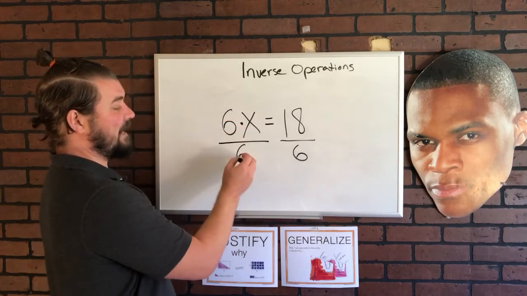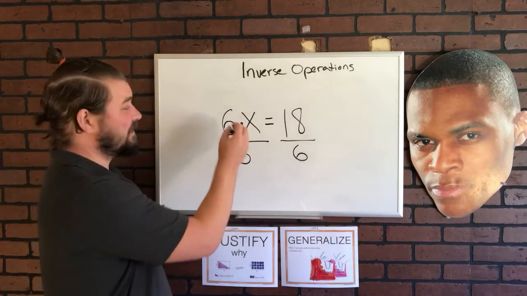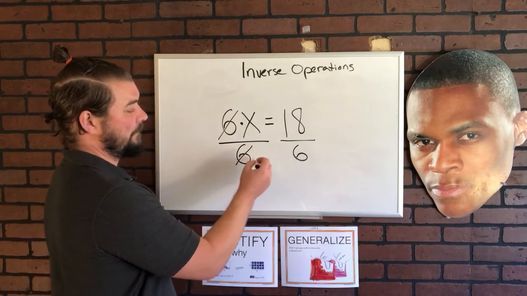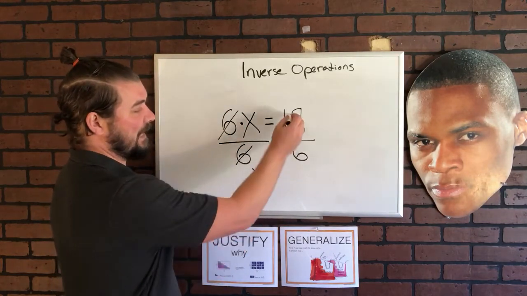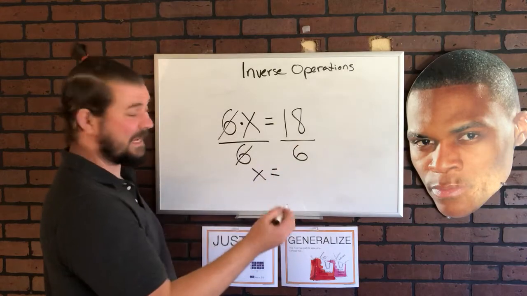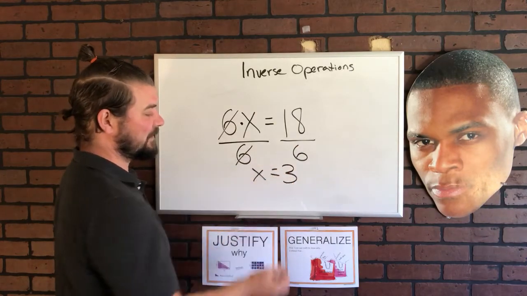X times 6 divided by 6. I don't need to do that. X is by itself. X is 18 divided by 6. 18 divided by 6 is 3.